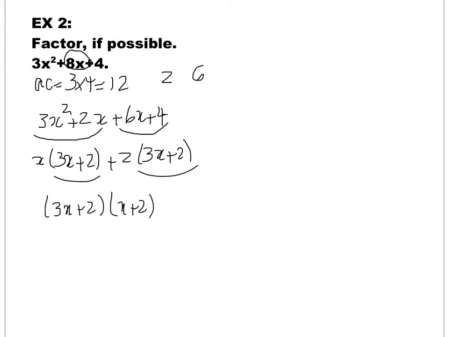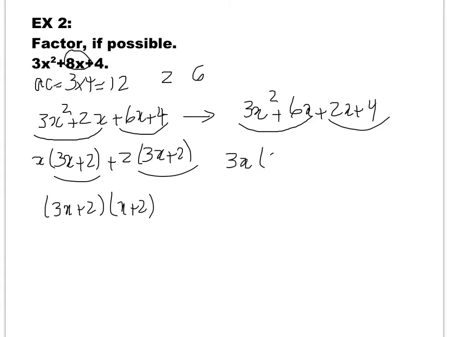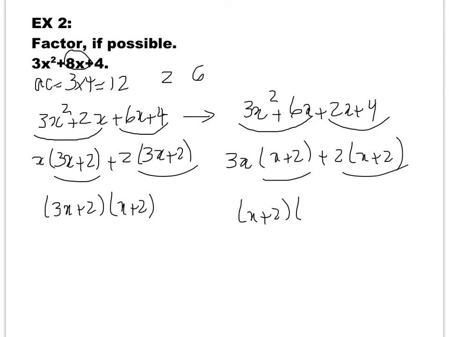Now to show you that the order doesn't matter, if I write this one as 3x squared plus 6x plus 2x plus 4, again I do the same thing. I take these two terms and these two terms. I can take 3x out here and I get x plus 2, plus, I can take 2 out, so I get x plus 2. Now x plus 2 is common. If I take x plus 2 out, I get 3x plus 2. You can see that I get the same factors here. It doesn't matter how you write the middle term.